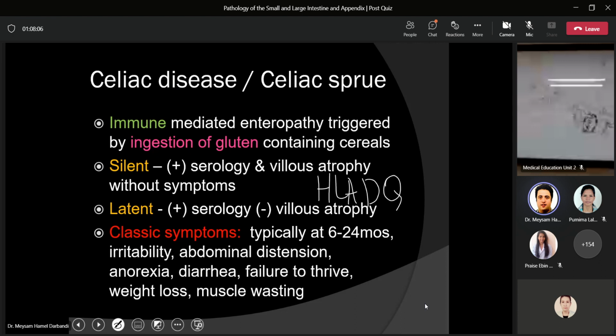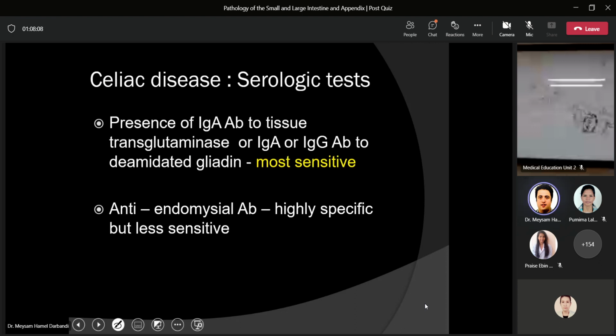So let's go forward. It's the presence of immunoglobulin A antibody to tissue transglutaminase. Sometimes immunoglobulin A is present, but sometimes the patient might have a deficiency of immunoglobulin A. So what you should do is also look for immunoglobulin G, in case the patient has a deficiency in immunoglobulin A.